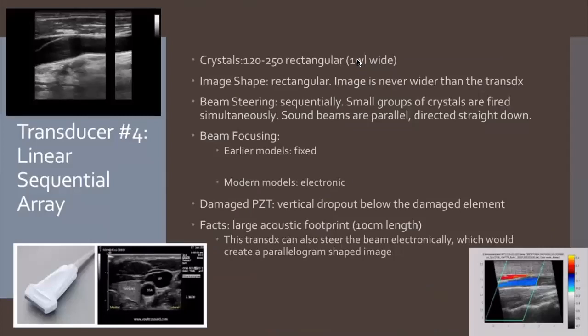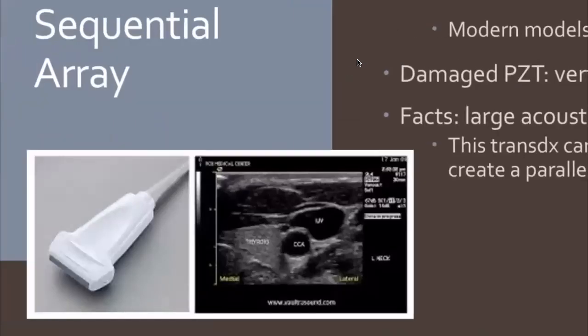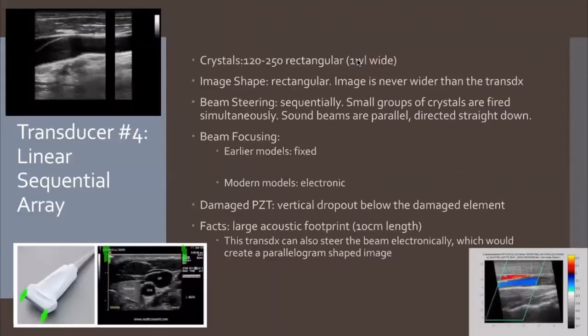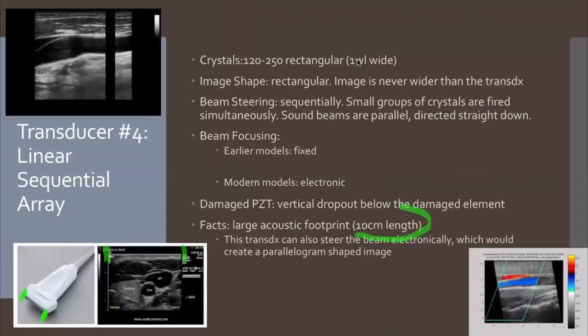Our next one is a linear sequential array. The linear sequential array has 120 to 250 rectangular PZTs. These are a little bit bigger. They're one wavelength wide, not like a half or a quarter. The shape of the image is rectangular, and the image is never wider than the transducer. So actually, if you were to measure from this part of the transducer to this part of the transducer, and then you measured from this part of the image to this part of the image, you would realize that they are actually the same, and they are about 10 centimeters. This is a pretty big transducer.